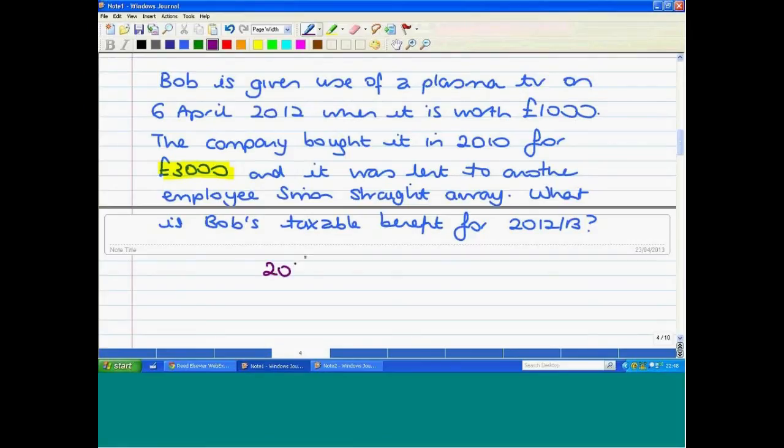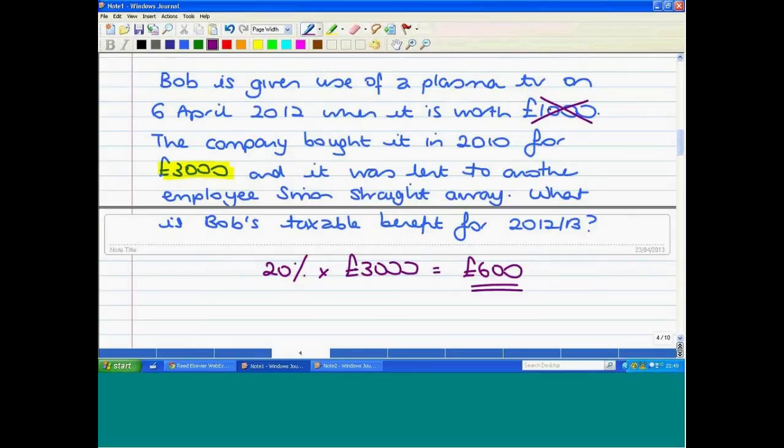So what we would be doing here is 20% of that £3,000. It's actually the £1,000, the market value when Bob gets to use it, that's the bit that we're actually ignoring. So our benefit here would be £600. And then again, we look for time apportioning. Well, there's no issue here because he's had it for the full use of the tax year. Has he contributed towards it? No, he hasn't as far as we're concerned. So his taxable benefit would be £600.